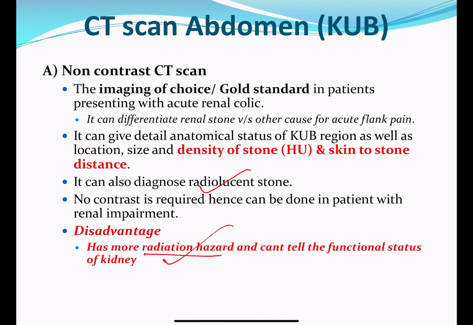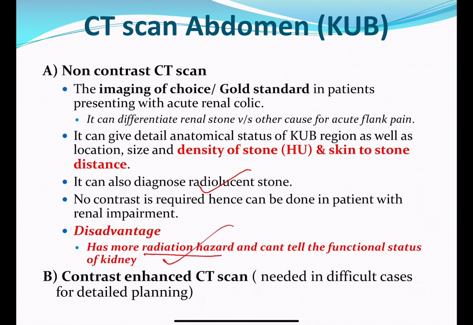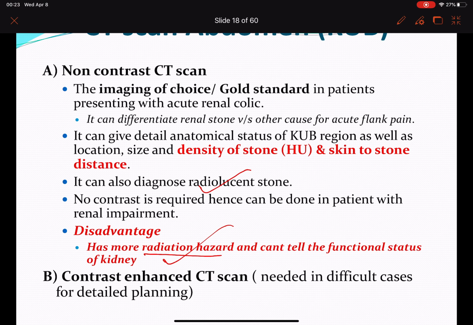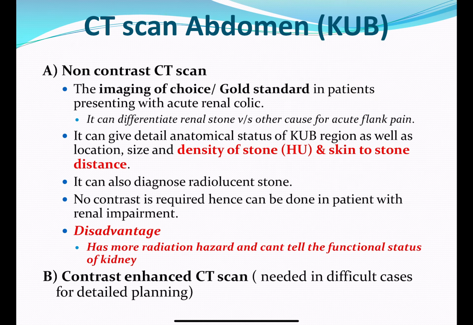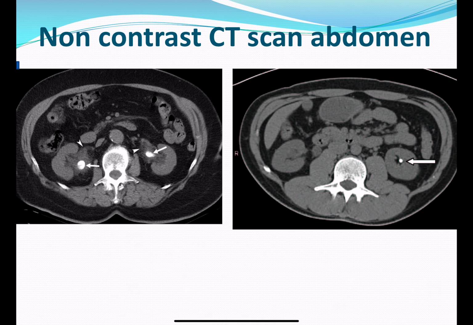That's why sometimes we need to do a contrast enhanced CT scan, mainly whenever we have to deal with a very complex anatomical kidney like a duplex kidney. In that scenario, we have to do a contrast enhanced CT scan. Otherwise, most of the time a non-contrast CT scan is enough to plan for the surgery and for the diagnosis of the disease. Let us see some CT scan images.